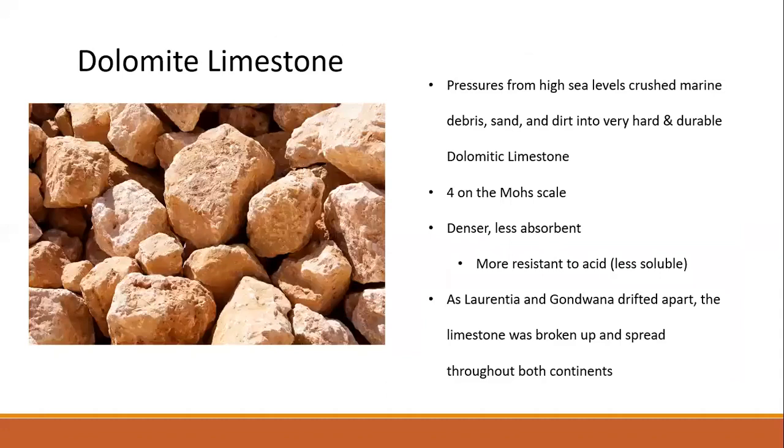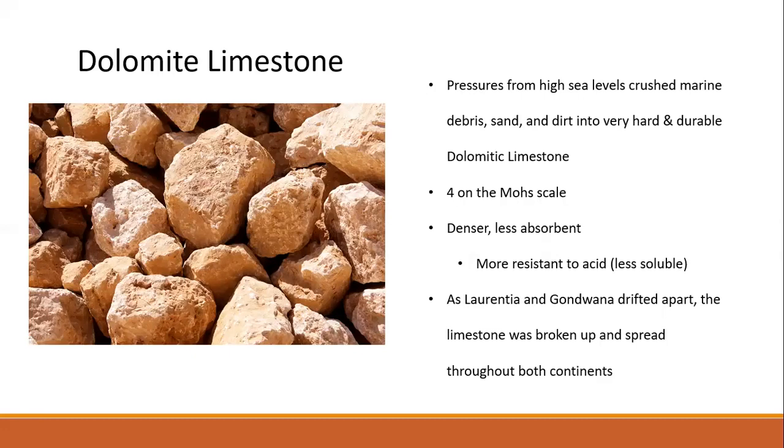When the sea levels rose and land mass was covered in water, the intense pressure compressed marine debris, sand, and dirt into an especially hard and durable dolomite limestone. This variation of limestone earned a ranking of 4 on the Mohs scale as opposed to limestone's typical 3. This dolomite limestone is denser and less absorbent than typical limestone, as well as being more resistant to the acid found in water in various soils.